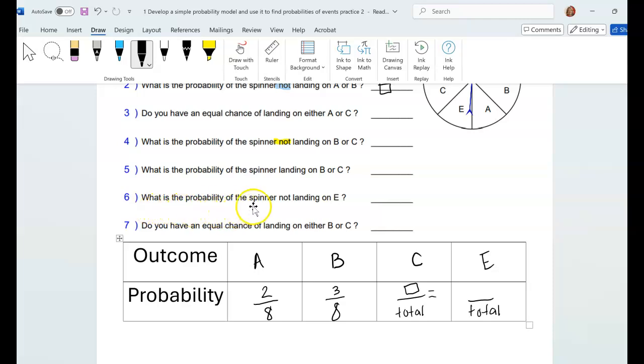Okay, number 6. What is the probability of the spinner not landing on E? Not landing on E. So we would look at the probability of A, the probability of B, the probability of C, and we would add it up and add it up. And that's going to be our numerator. That's going to be our number on top. Divisor bar and total. And number 7.